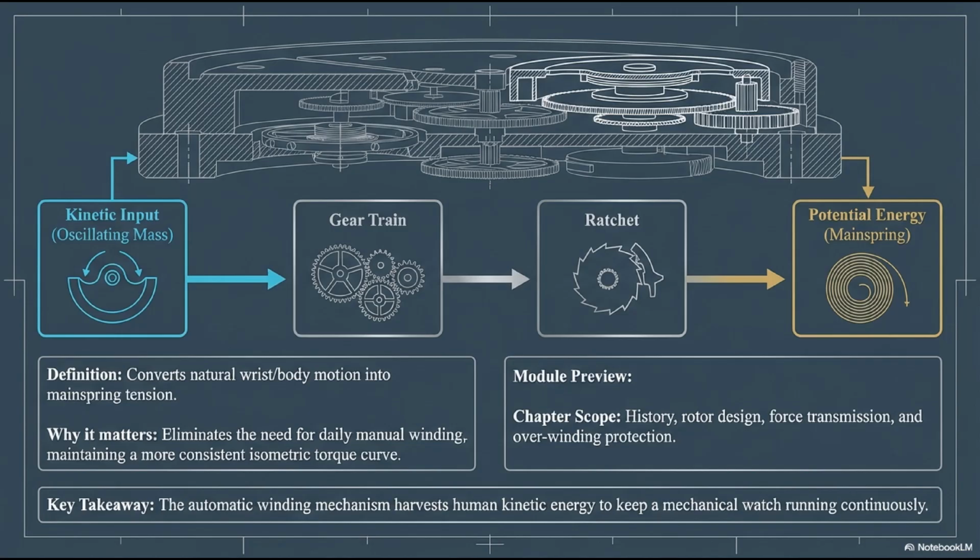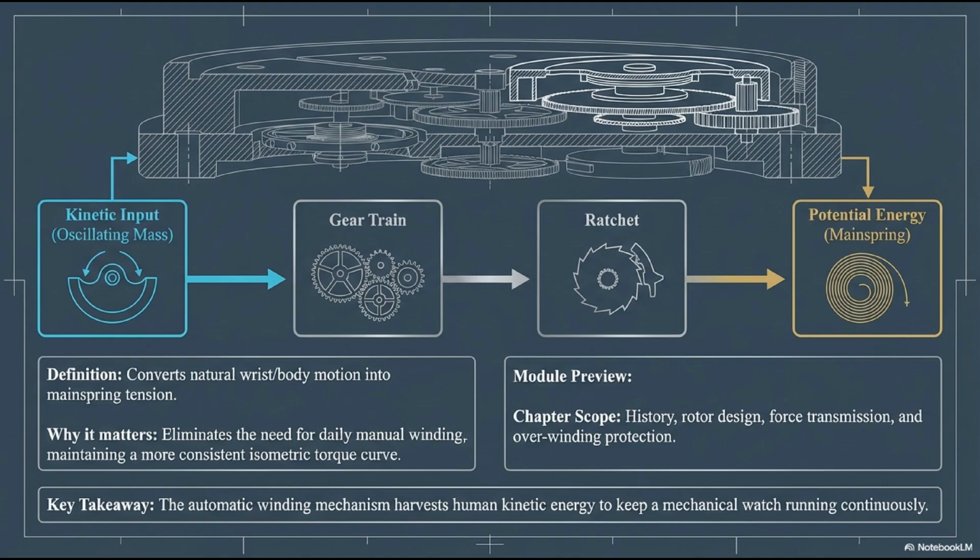Before we look at the historical progression, we need to establish exactly what an automatic winding mechanism is fundamentally trying to achieve. Take a look at the conceptual flow diagram on the screen. It represents a continuous, self-sustaining mechanical loop. On the far left, we have the kinetic input. This is the oscillating mass, or the rotor. Its sole purpose is to react to gravity and the natural, multidirectional movements of the wearer's wrist or body. It takes that chaotic motion and converts it into rotational force.